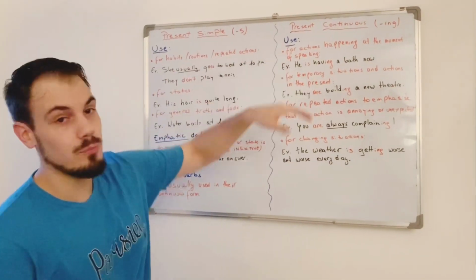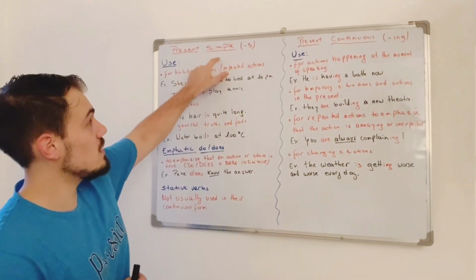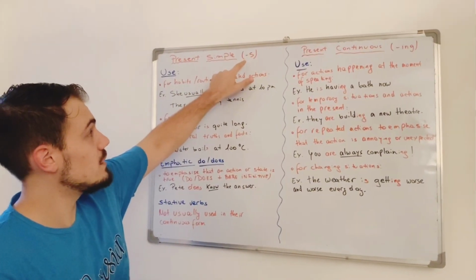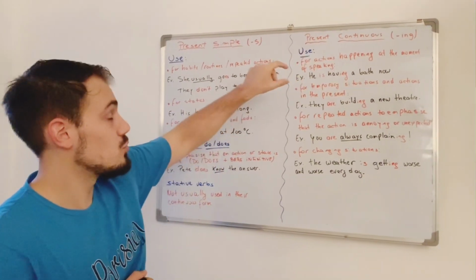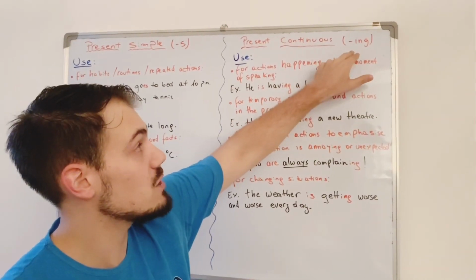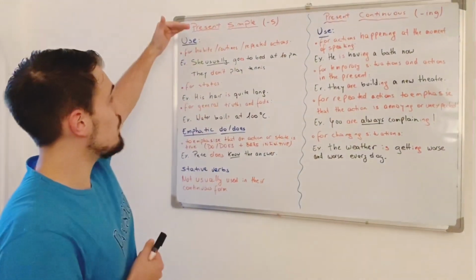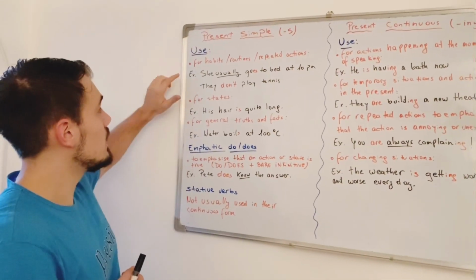Present simple and the present continuous. One thing to bear in mind, the present simple, why did I write the S here? Because you need to pay attention to that. And the same in the present continuous, you need to pay attention to the ing. Okay, the present simple. First of all, we are going to have a look at the different uses.